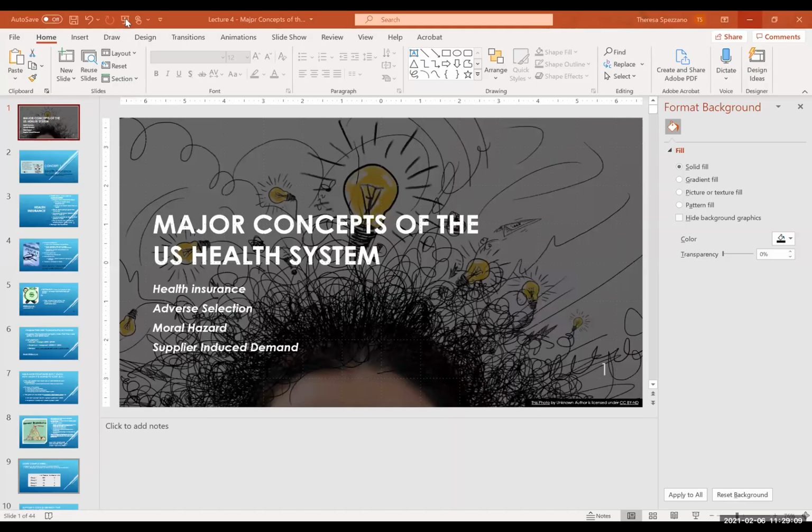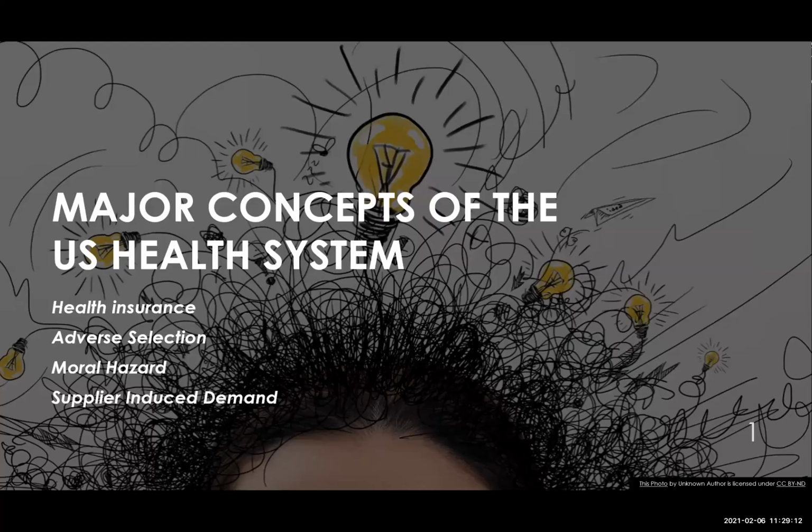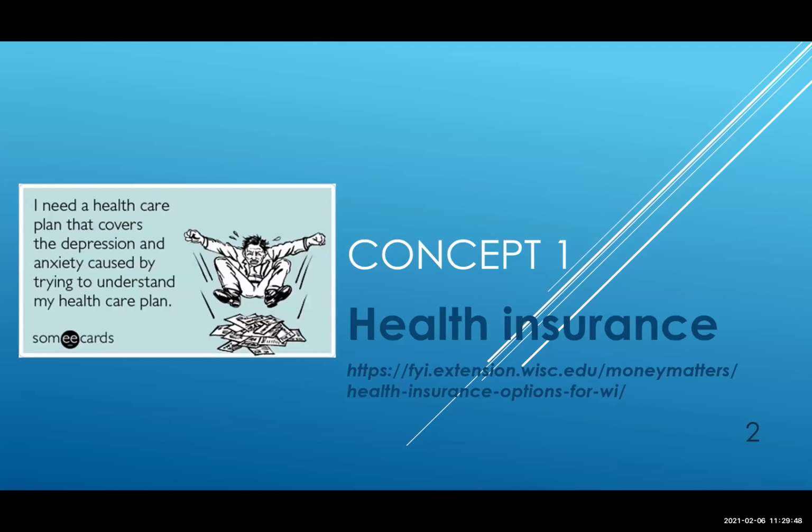So today we're going over major concepts within the U.S. health systems, and specifically we'll be covering health insurance, which we've covered a little bit previously. There's a little bit of overlap with this lecture and some of the previous lectures. We're going to dive into adverse selection and moral hazard, which I have shown you a brief video on also. But we'll really clarify those today, and then supplier induced demand. So this is a very health economics heavy lecture today. Okay, concept number 1, health insurance.